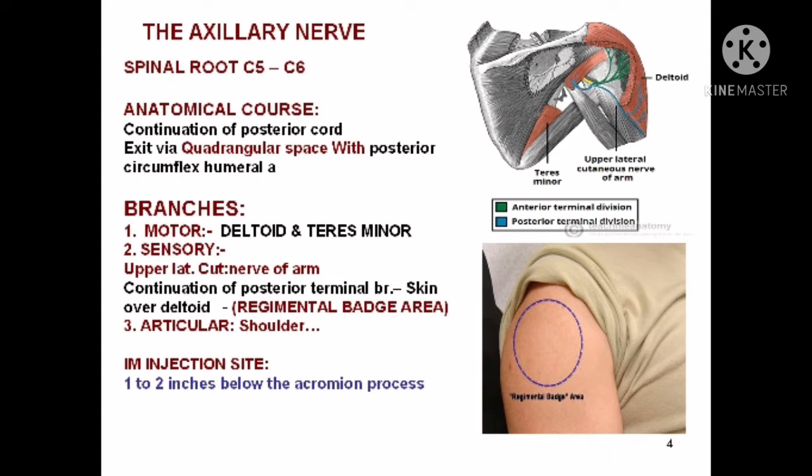arm, which is the continuation of the posterior terminal branch of the axillary nerve, which is to the skin over the deltoid region. And this region is called the regimental badge area. A third branch it gives to the shoulder joint. The regimental badge area is divided into 4 quadrants, and an intramuscular injection can be given in the upper lateral quadrant 1 to 2 inches below the acromion process.